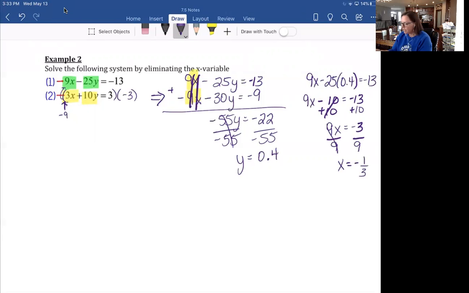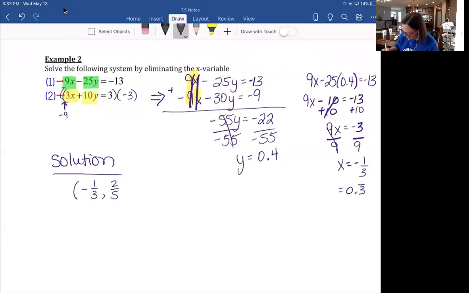I'd like you to keep that as a fraction. If you are writing it as a decimal, you have to show that it's negative 0.3 repeating. Okay, so our solution is negative 1/3. I'm going to write 2/5, or you can write 0.4.